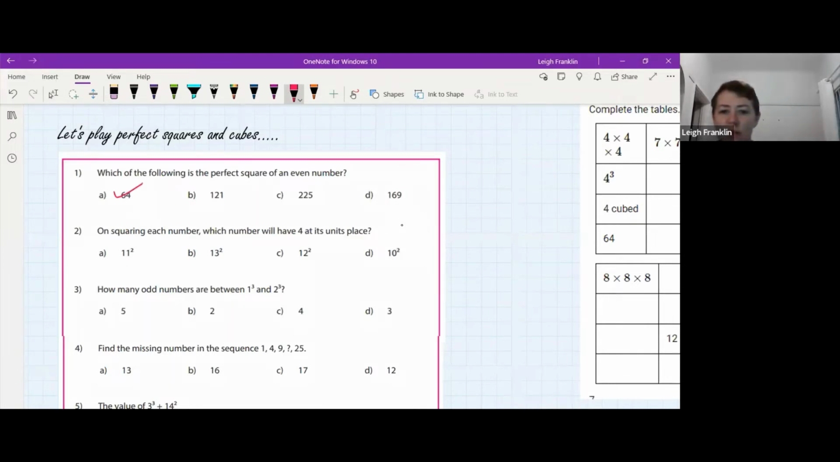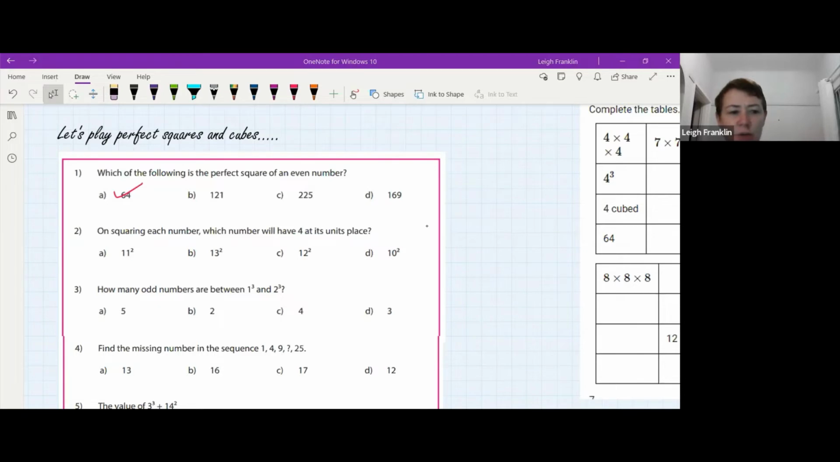All right, the next one, Takalani, on squaring each number, which number will have a 4 in its units place? Takalani? Ma'am, I wanted you to put that board down because I wasn't done answering the questions. Oh, okay. So Takalani, you didn't want to answer this question? No, ma'am. Okay, all right, that's fine.